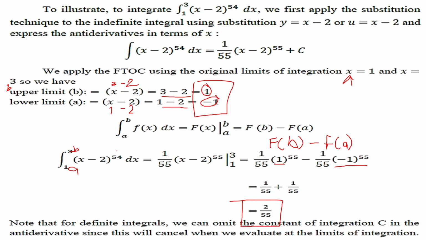Note that for definite integrals, we can omit the constant of integration c in the antiderivative, since this will cancel when we evaluate the limits of integration. As we discussed earlier, we will not use c anymore, since in F of b minus F of a, we already canceled plus c, since plus c minus c is 0. So it will be 2 over 55.